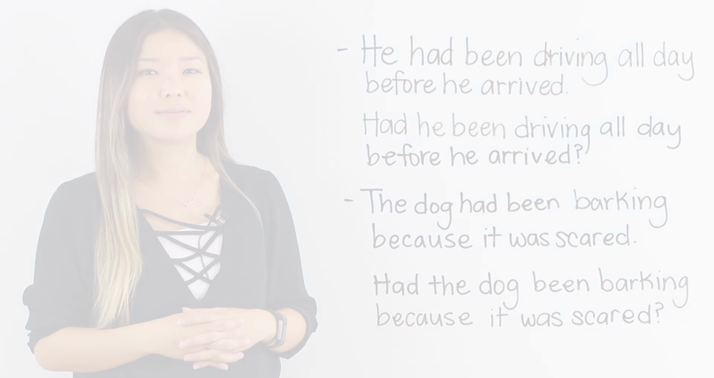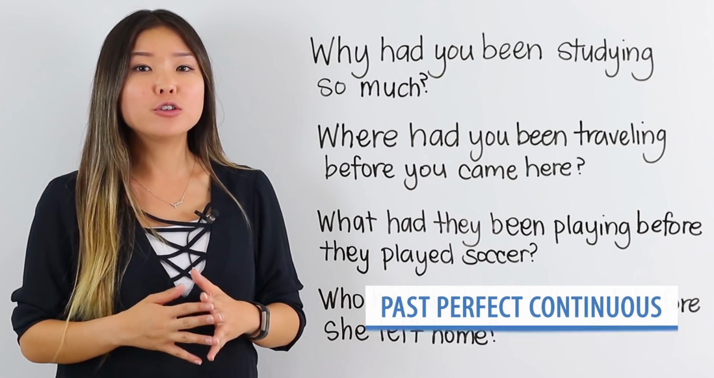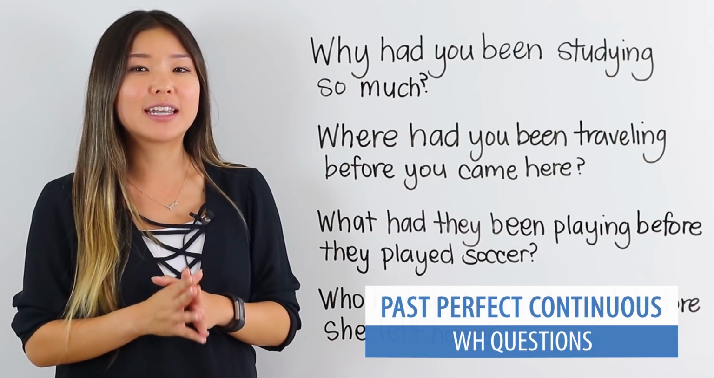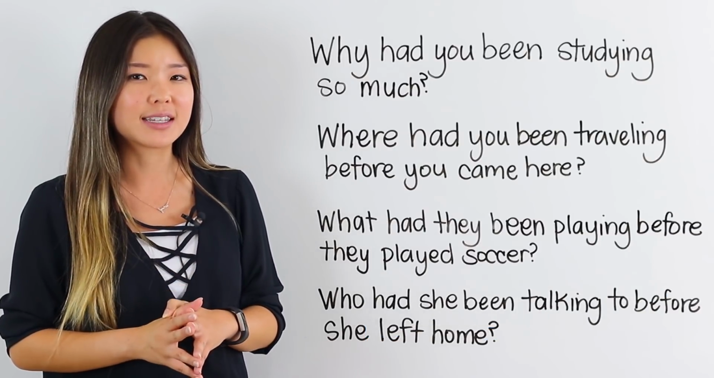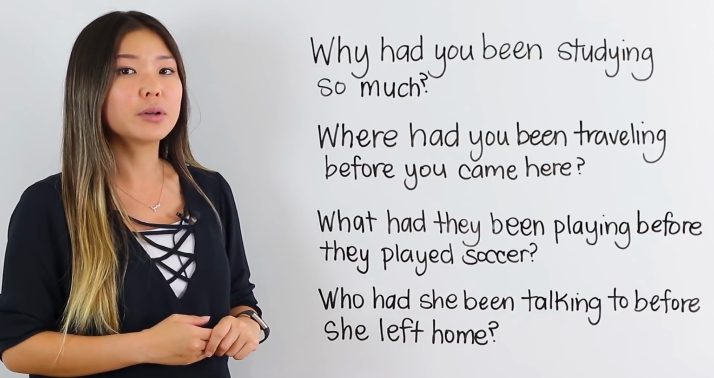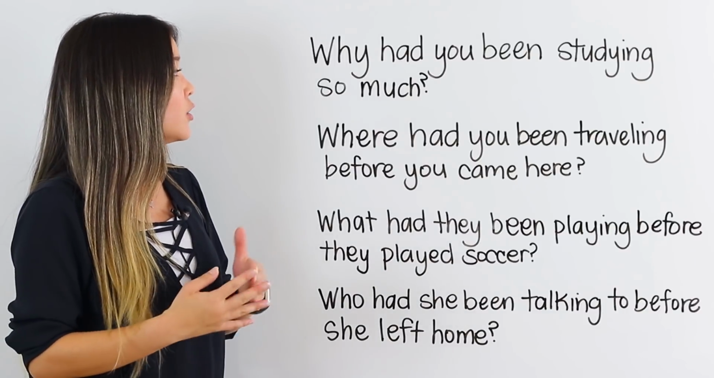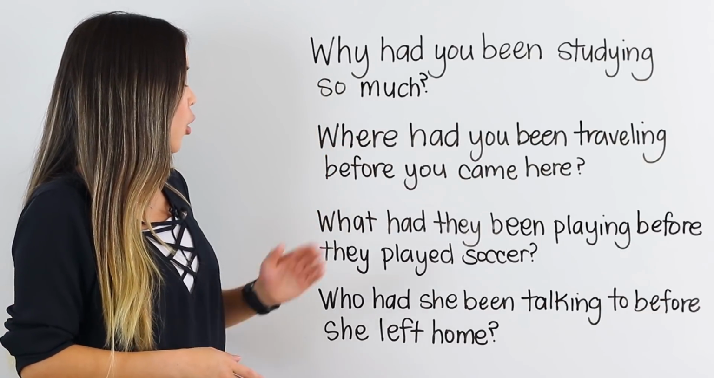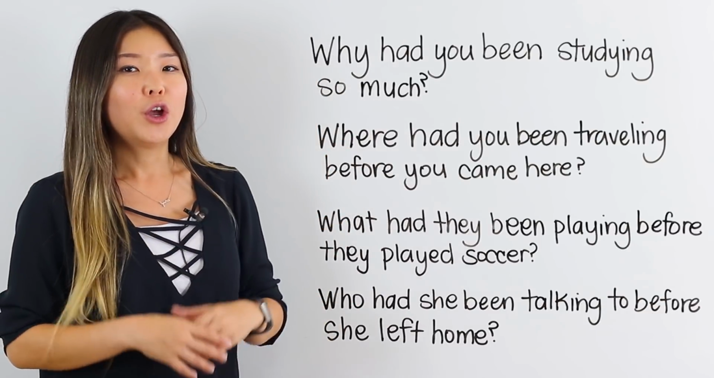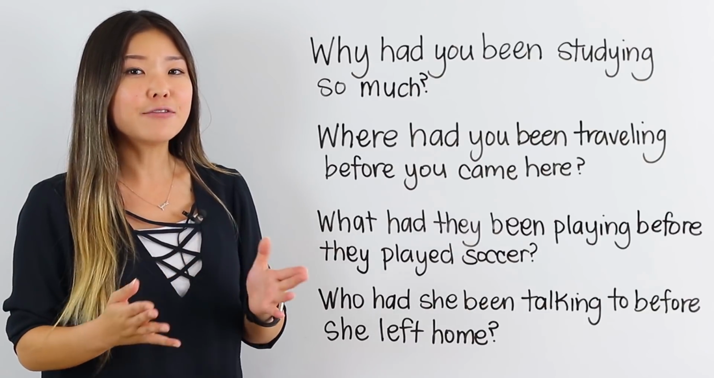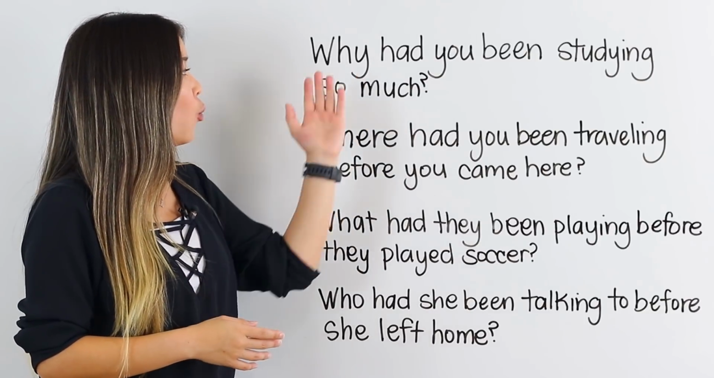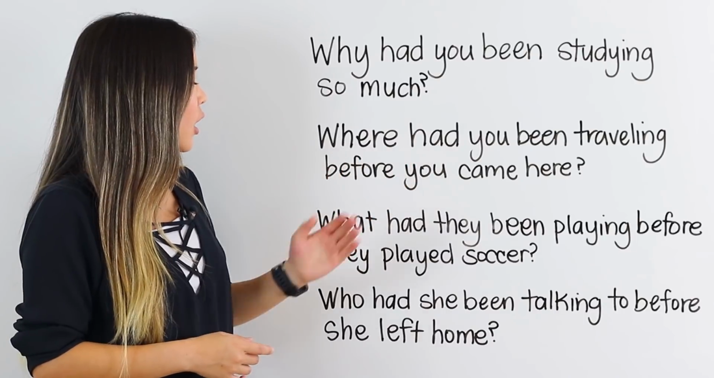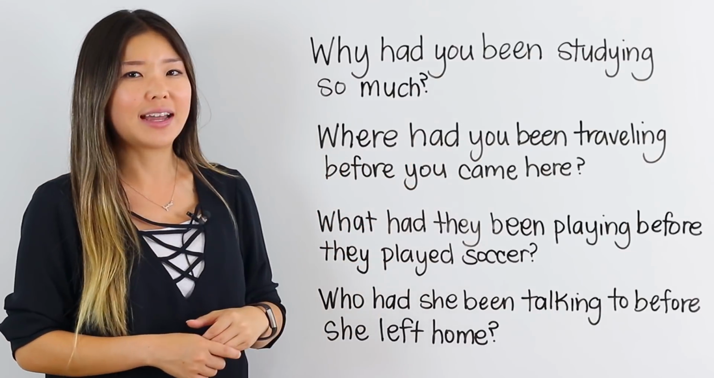Let's move on. Now, I'll introduce how to form WH questions in the past perfect continuous tense. Take a look at these examples. You'll notice that they all start with a WH word: why, where, what, and who. You might also have noticed that after that we have "had." Why had, where had, what had, and who had.